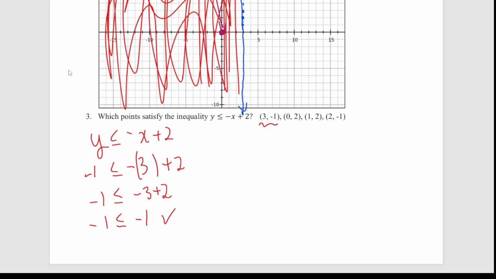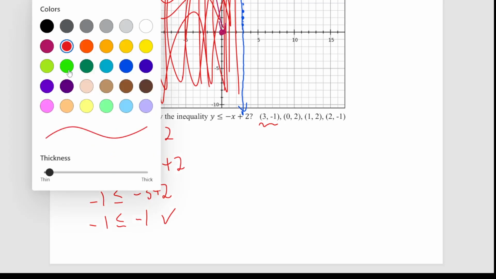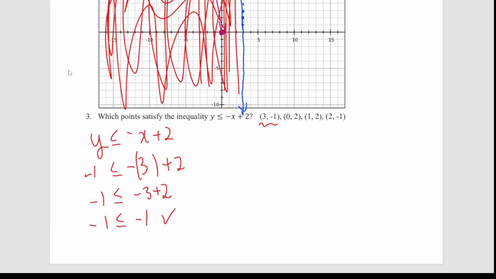We're good. Had that not had the or equal to sign, then that would not be considered part of the solution set. Go ahead and pause your video and see if you can check the last 3 points.